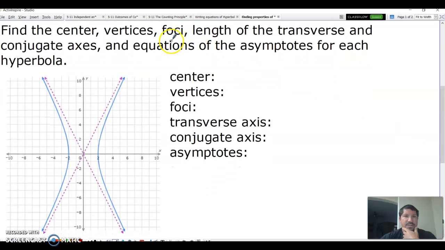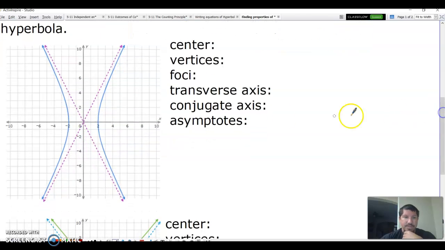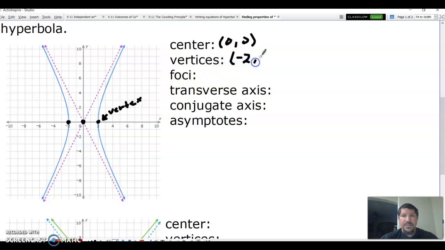Alright, so it says find the center, vertices, foci, which c is used to find, just like with ellipses, the length of the transverse and conjugate axes, and the equations of the asymptotes for each hyperbola. It'll start you off with pictures where the two asymptotes intersect. That's your center. So in this case, the center is 0, 0. The vertices, well, that's here and here, so that's going to be negative 2, 0 and 2, 0.